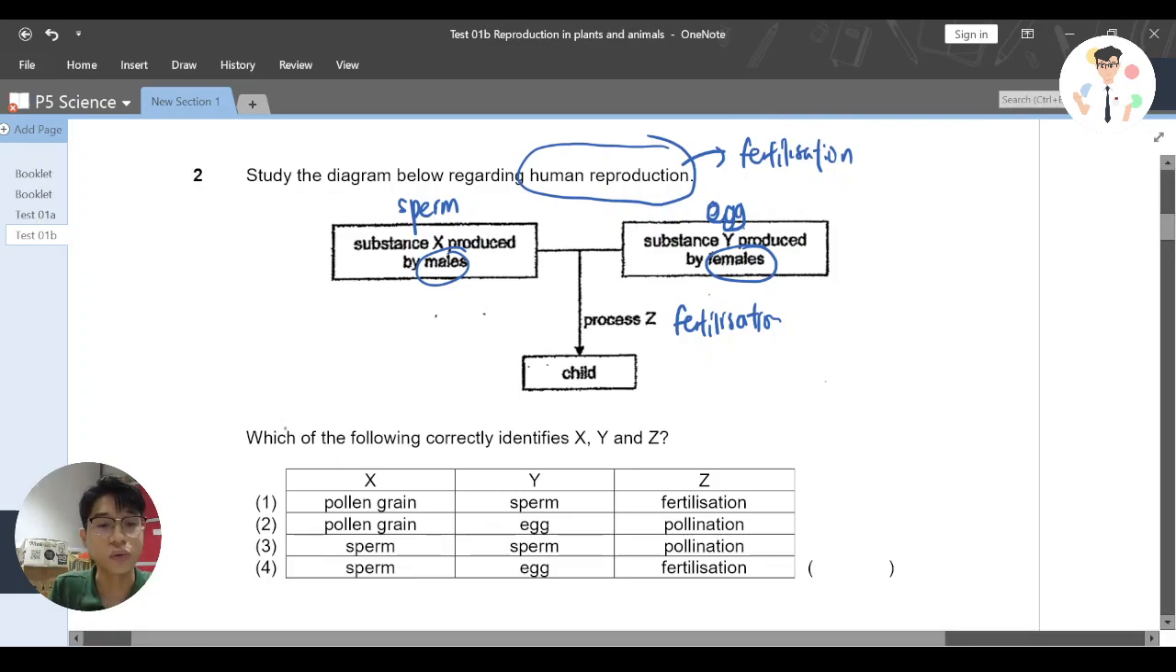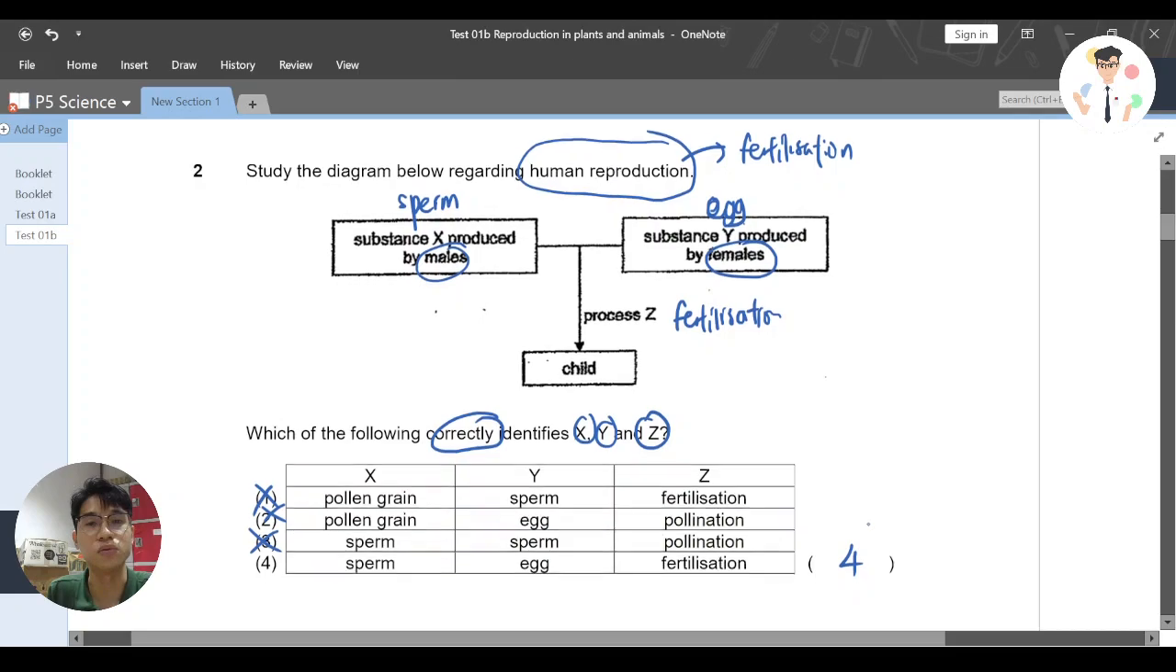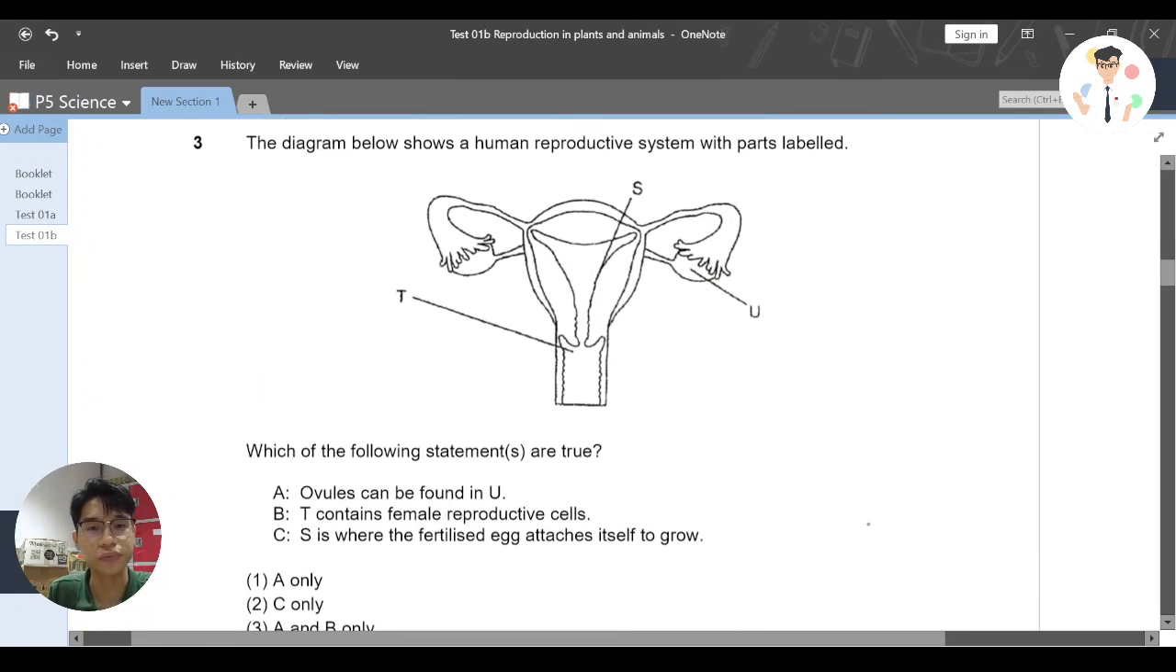Okay. So again, which of the following correctly identifies X, Y, and Z? X is what? Pollen grain. When you look at the word pollen grain for human reproduction, for sure it is wrong. So we are only left with sperm. Y is... do females also produce sperm? No, right? Wrong. Very easily we identify it's option number 4. Okay, we are done for this question, and let's move on to the next question.